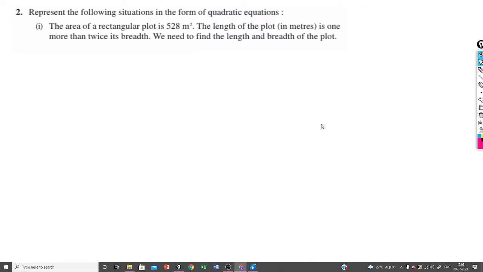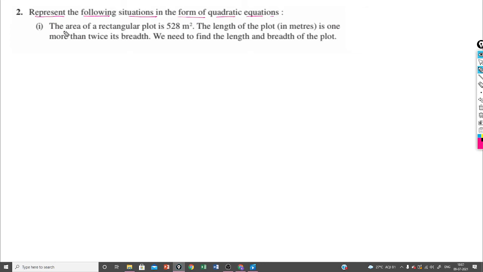Hello everyone. In this class, we are going to discuss exercise number 4.1, question number 2. What is given in question number 2? Represent the following situations in the form of quadratic equation. Some situations are given to you, and you have to convert them to quadratic equation form.